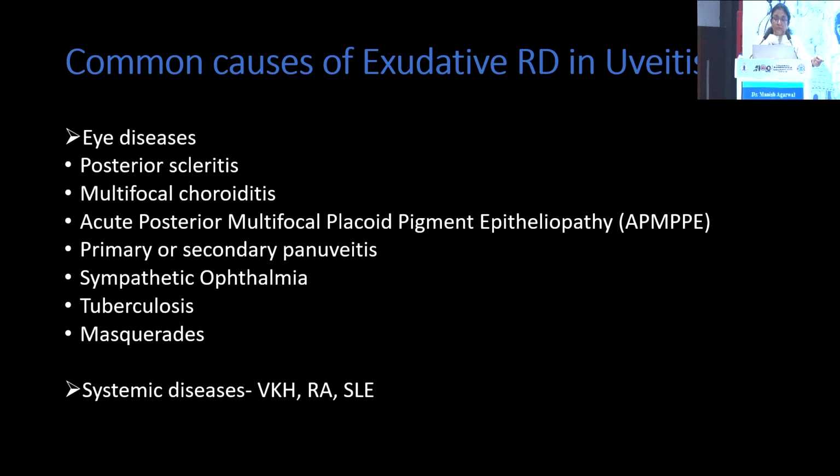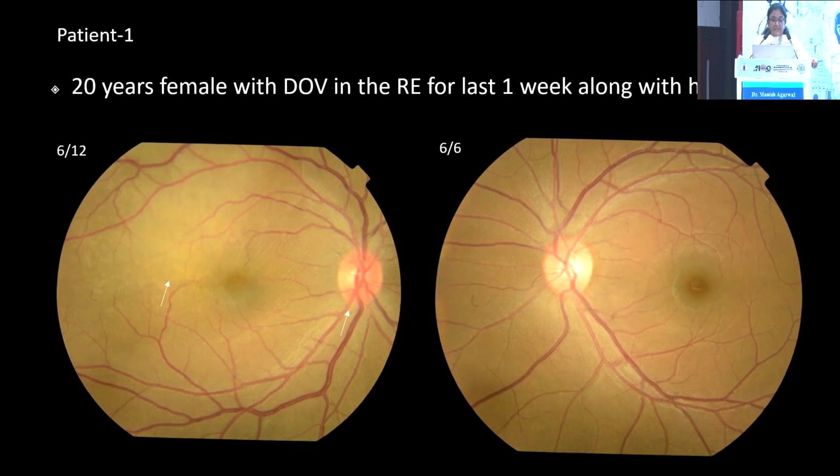So these are the common causes of exudative retinal detachment in uveitis, and this is the list of differentials that you should have in mind. As far as eye diseases are concerned, the most common are posterior scleritis, multifocal choroiditis, APMPPE, primary or secondary panuveitis, sympathetic ophthalmia, TB, and masquerades. And among systemic diseases, we can have VKH, rheumatoid arthritis, and SLE. I'll just give you a few case examples.